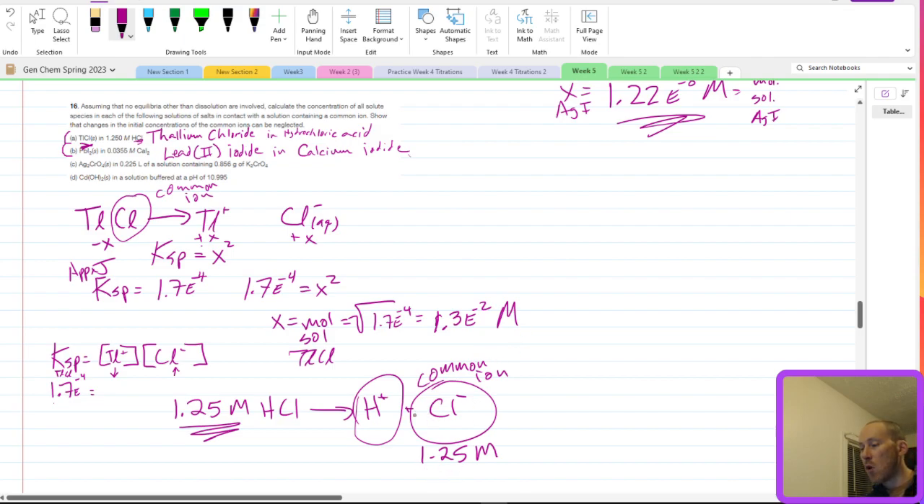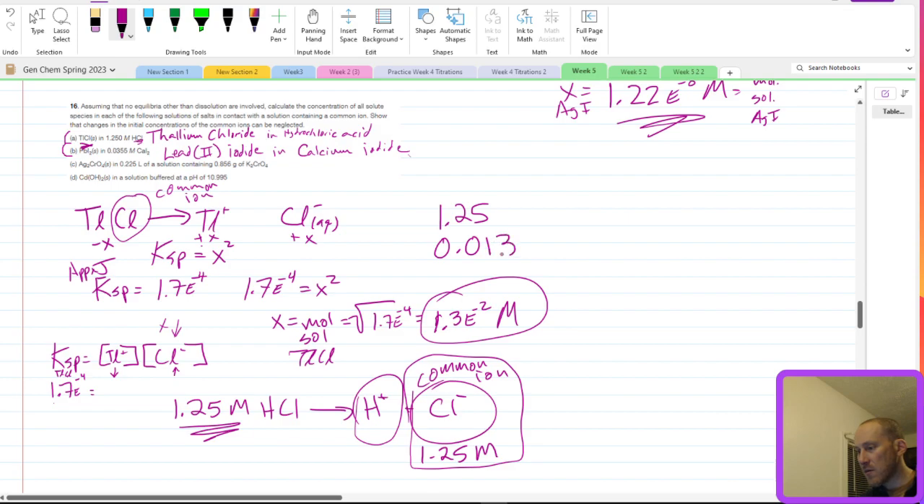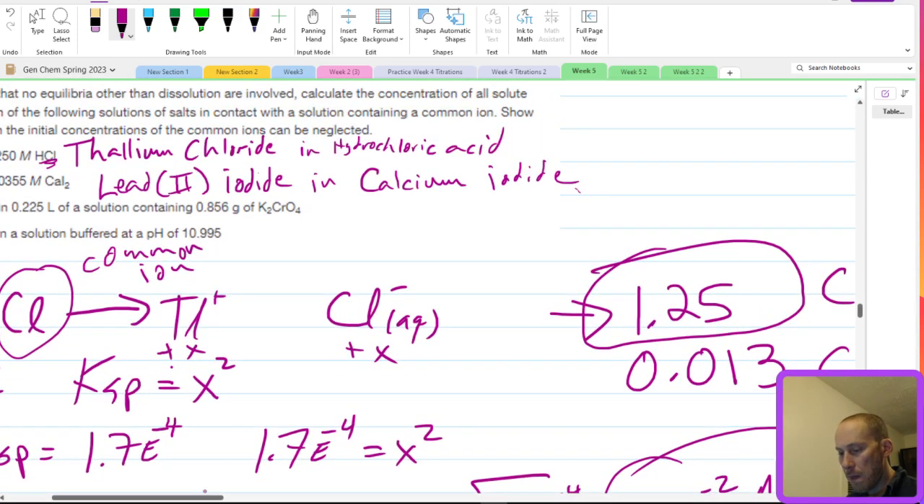So if we have 1.25 molar chloride coming from our hydrochloric acid, and at best, the x that we solved for before when we didn't have hydrochloric acid was 1.3 times 10 to the minus 2. So 1.25 versus 1.3 times 10 to the minus 2. So this is way more, right? That's way more chloride ions than this.